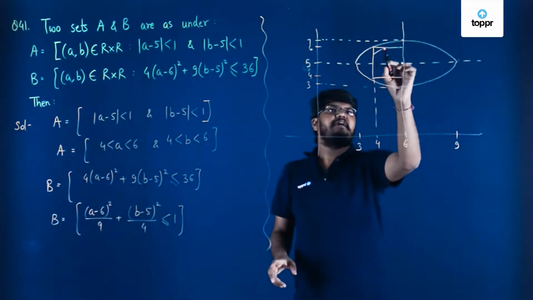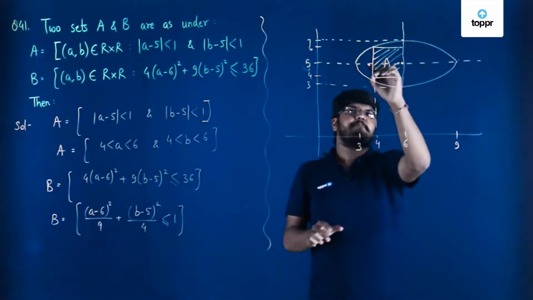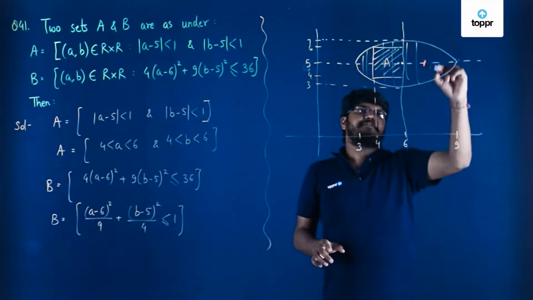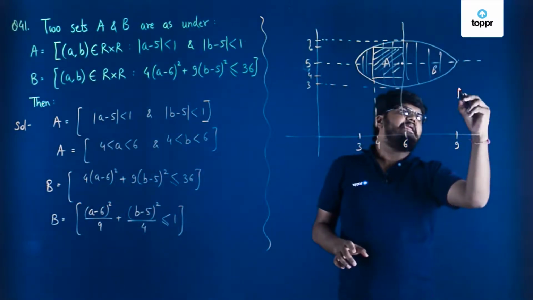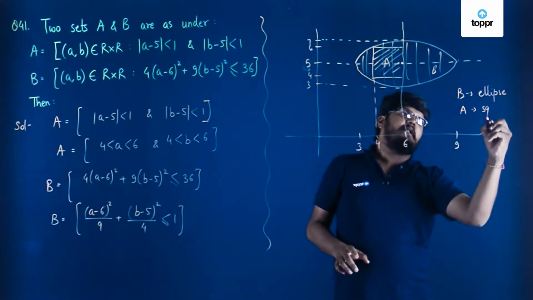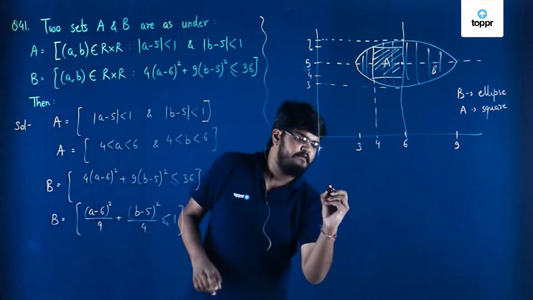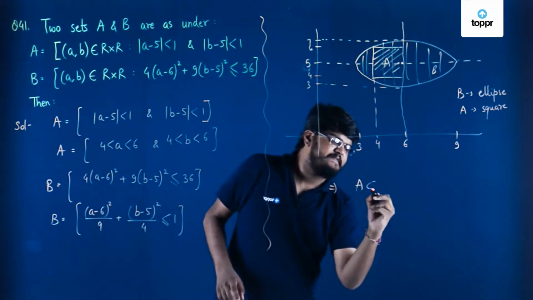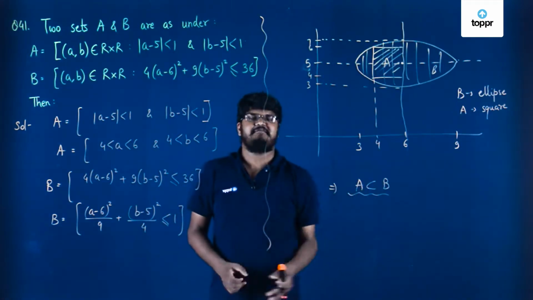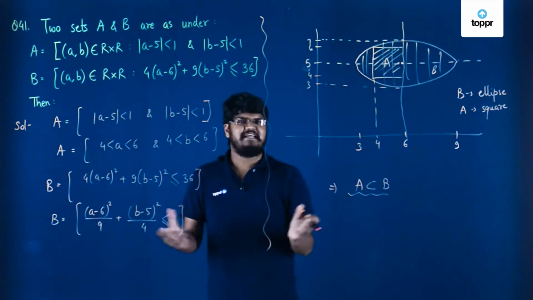Clearly, I can see that all the values of set A are restricted under this square, while the values of set B are all spread across this entire ellipse. So B is the ellipse, I'll just repeat for you, and A is your square. Clearly you can see that since B, that is the ellipse, contains all the values of A, it implies that A is a subset of B. So if you look at the options, you'll see that A is a subset of B is your correct answer. So I hope you guys have got it right. If you have the knowledge of graphs, then definitely you would have.